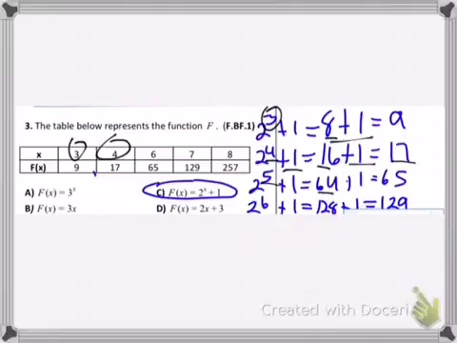2 to the fifth is 32 plus 1 is 33. 2 to the sixth plus 1 is 64 plus 1 is 65. So we notice all those match up, so our answer is C.